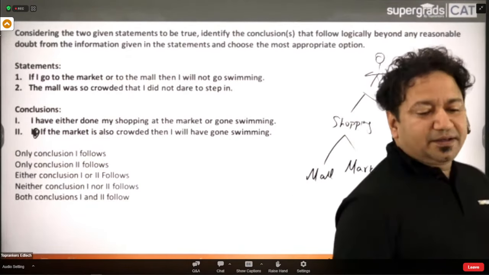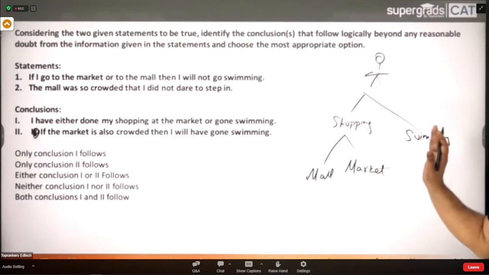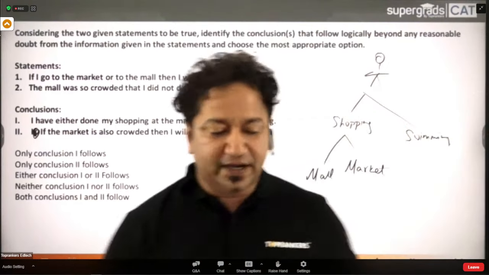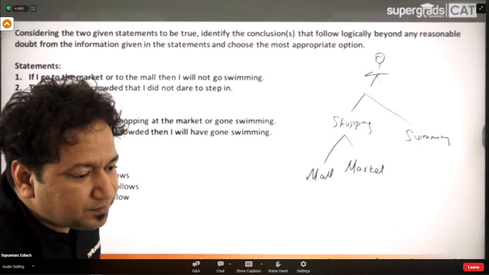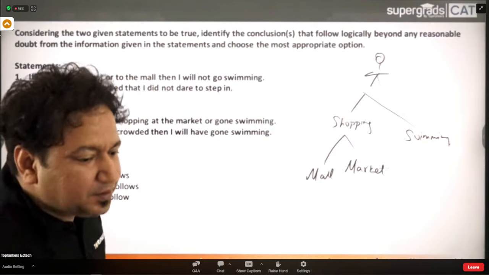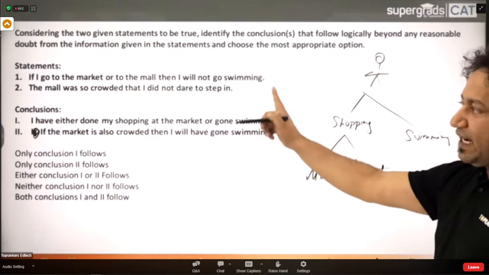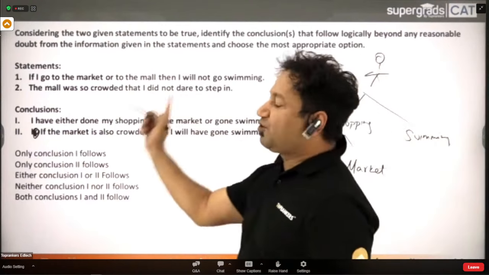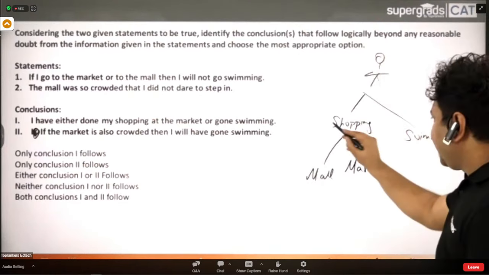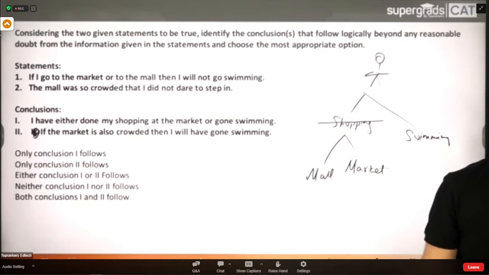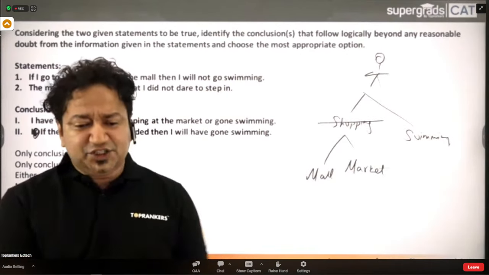But the mental map that I have made here is the map that you all are thinking of, and that is why you are marking the answers wrong. This is not the correct map. I'll tell you why. See, in the statements he is talking about going to the market or to the mall, but he's not talking about shopping. So shopping is actually wrong. Shopping is not there at all. Do you get that? And when you go to the market or to the mall, you do not necessarily shop.